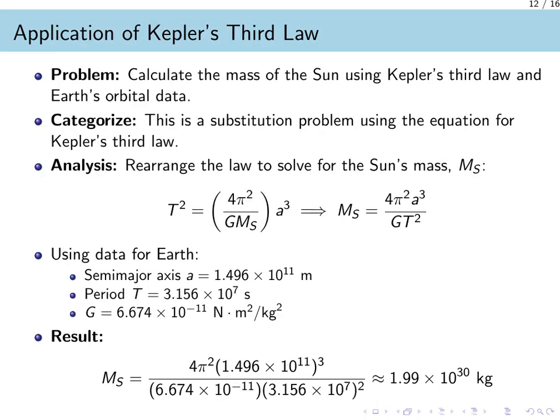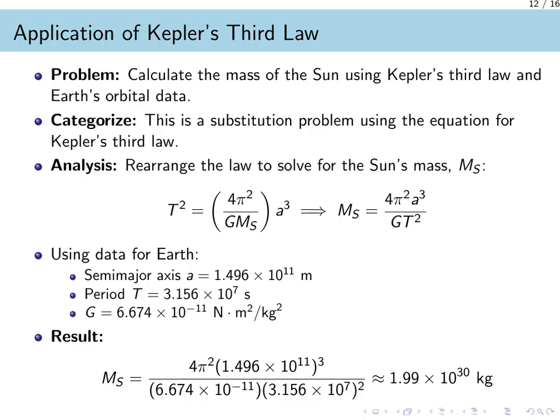We can now apply Kepler's third law to solve a classic problem: calculating the mass of the Sun. This is a powerful demonstration of how orbital mechanics allows us to measure celestial objects we cannot access directly. The process is a straightforward substitution problem.